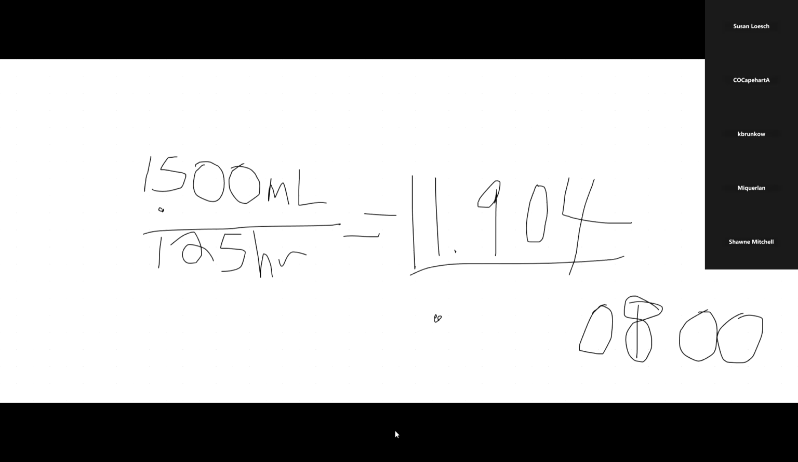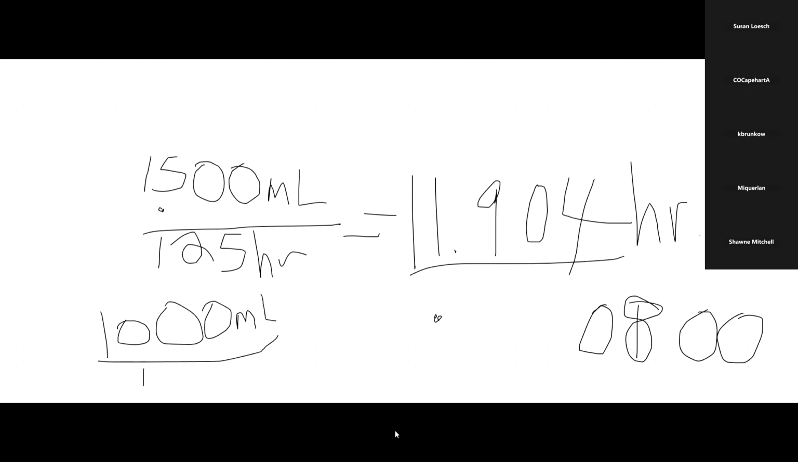I want the fraction in there on purpose, but just to make it a little simpler, let's say I had 1,000 mLs, and I wanted to know how long it was going to take to run, and it's running at 125 an hour. If I do this math, it's going to come out to 8 hours. And that's fine because it's 8 hours.